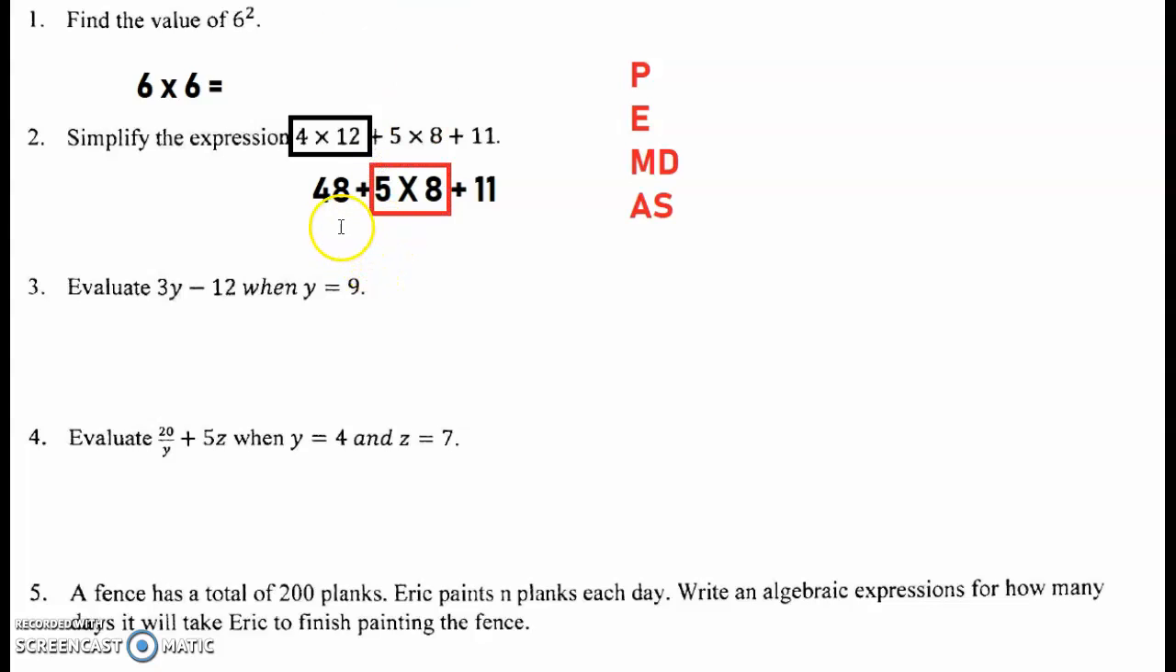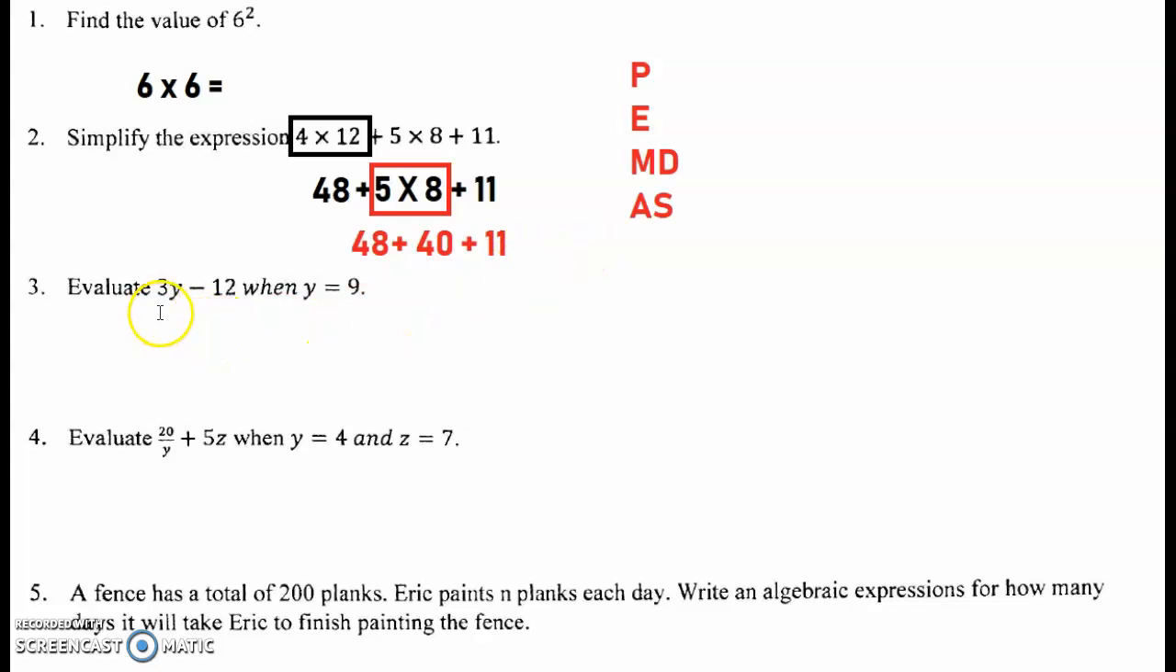I would write everything else down. So I have 48 plus 5 times 8 is 40, plus 11, right? And then you would do the last step, and these are all pluses, so you would just add it all through, and you'll have your answer there.